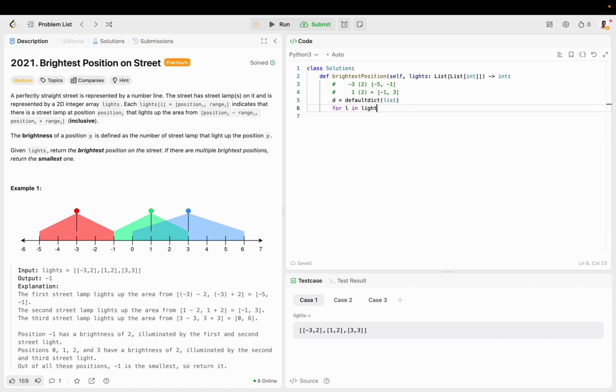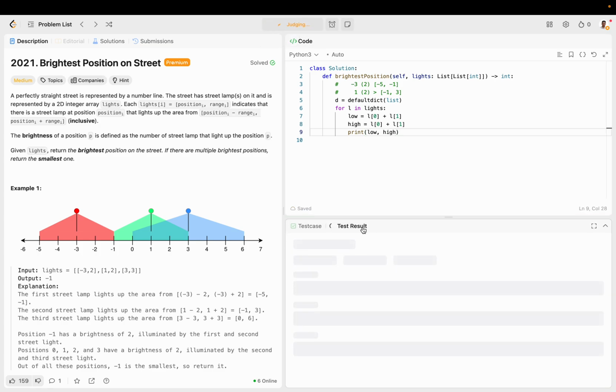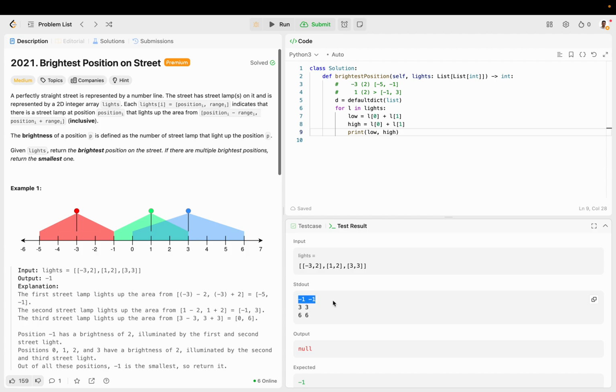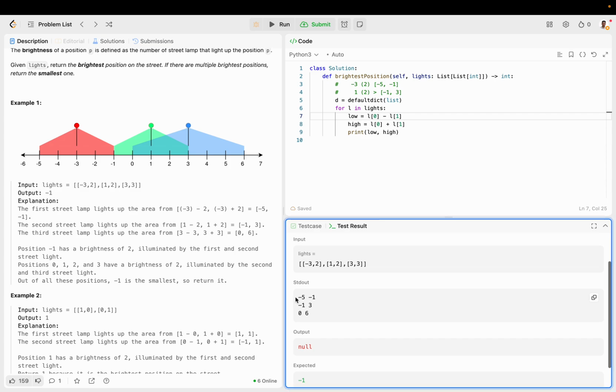So let's iterate over L, and let's call this low is L0, which is the -3, minus L1. So that gives you -5. -3 minus 2 is -5. The high is L0 plus L1. So that would give you -1, because -3 plus 2 is -1. So now let's print low and high to make sure our interval is correct. It's supposed to be minus, sorry, I made a typo. Okay, so we have our intervals.